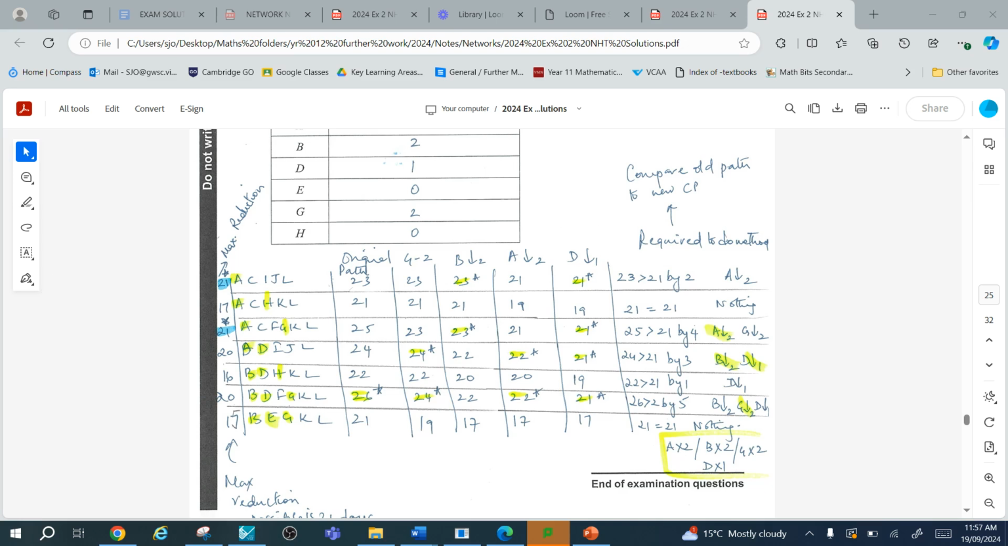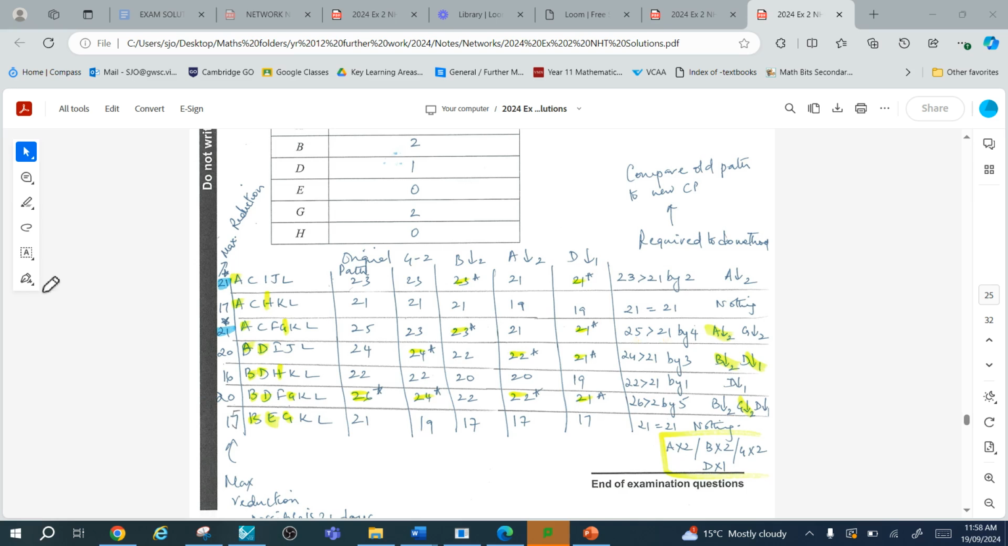And the only activity that can be crashed over there is A, and therefore we reduce A by 2. On the second path, 21 is equal to 21. When they're equal, you do nothing. The only time you crash is when the original path is greater than the maximum reduction possible. Now, on the third path, 25 is greater than 21. And on that path, we have A and G.